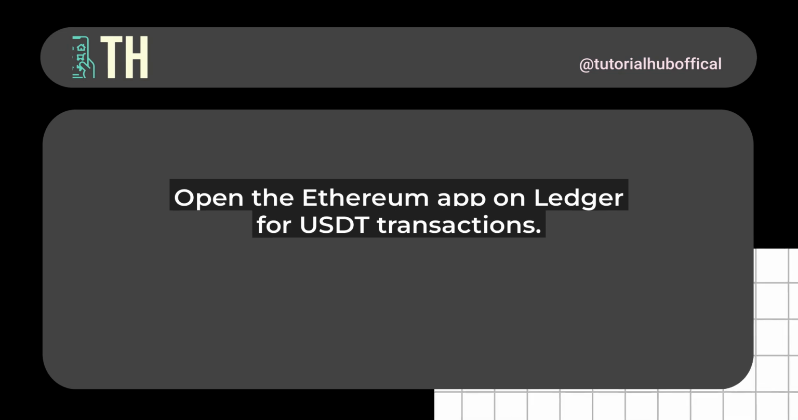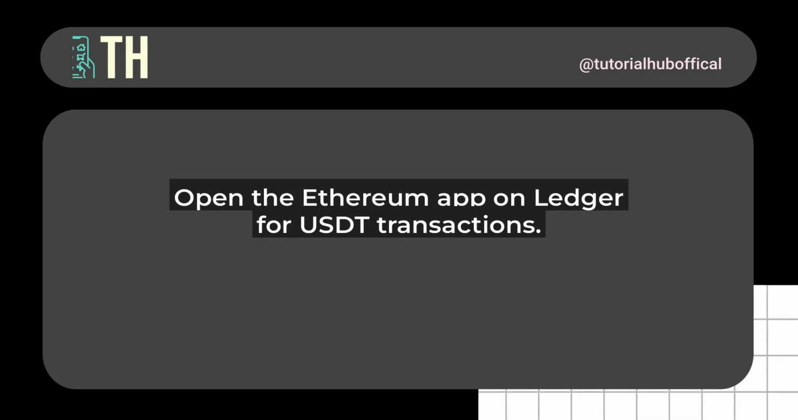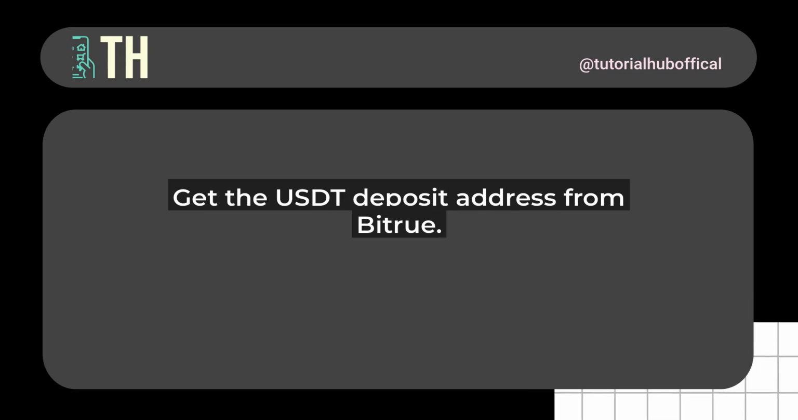Next, head over to the Bitrue website or app. Log in to your account and go to the Deposit section. Select USDT and choose the Ethereum network to get the correct deposit address. Copy that address carefully. It's crucial to avoid any typos here, as that could mean losing your funds forever.